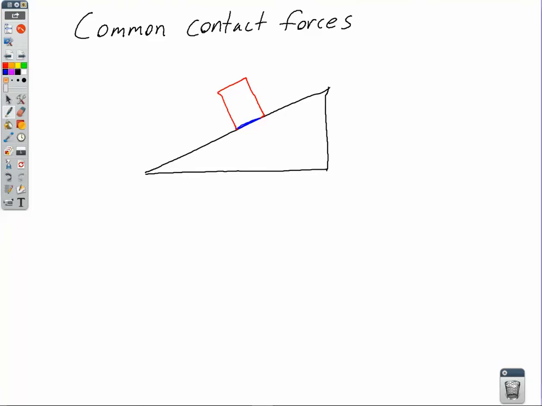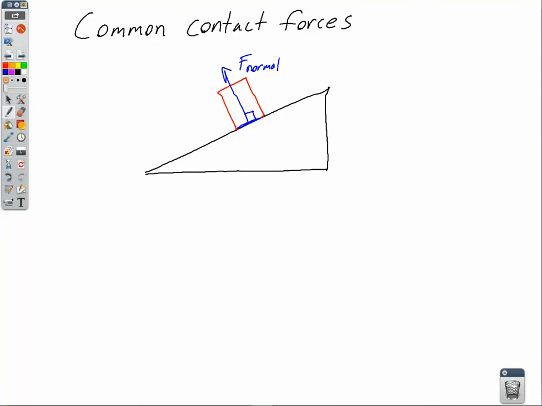Objects sitting on a surface experience that surface pushing up on them, or depending on what part of the surface they're pushing on. And normal forces is what we call those. Why is it called a normal force? Because in math, something that is perpendicular to a surface is called a normal. It's called normal to the surface. So that's why it's called a normal force. So that's pushing straight perpendicular to the surface.